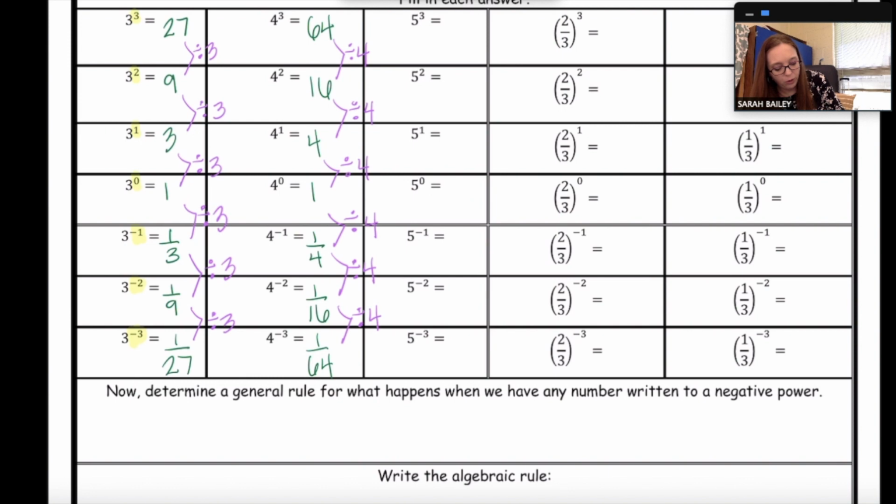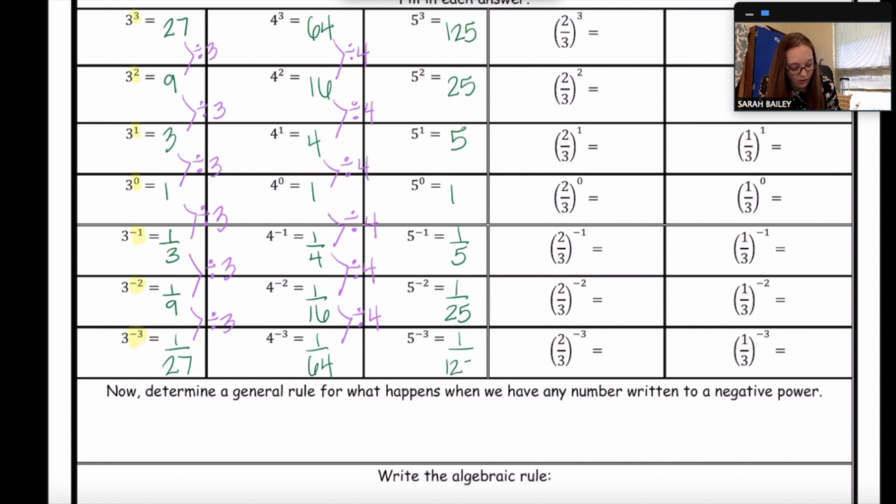So the first part we already know, right? That's 125, 25, 5 and 1. So what do we predict 5 to the negative 1 power would be? 1/5. What about 5 to the negative 2 power? 1/25. And how about 5 to the negative third?